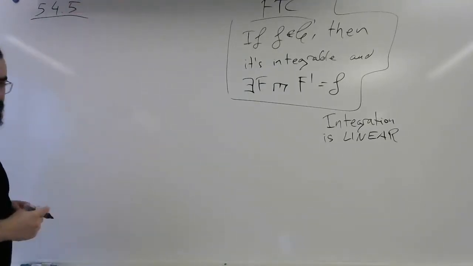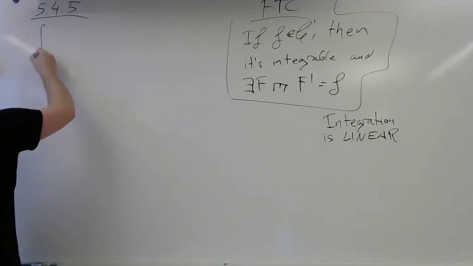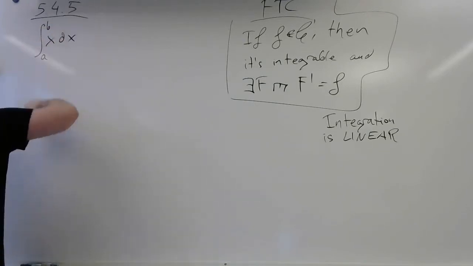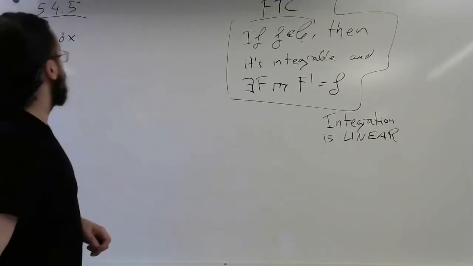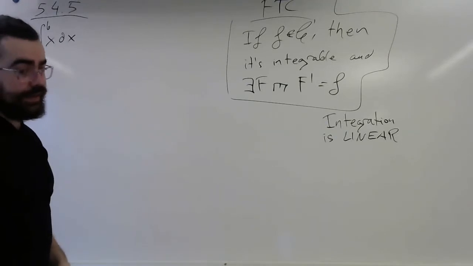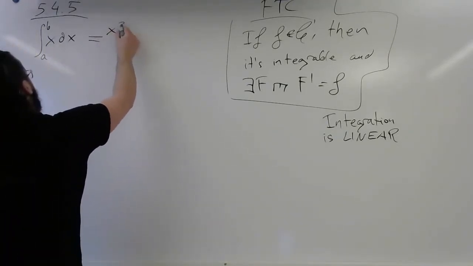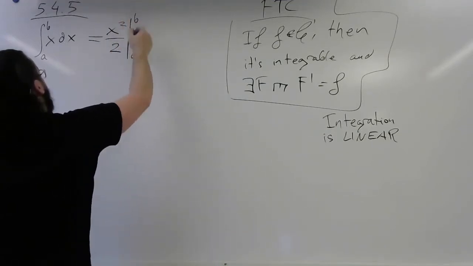we have number 5. We are required to use elementary properties of the integral to calculate this thing right here. So x is continuous, so it's integrable, and there exists a function whose derivative is x. Which function has derivative x? Well, no other than x squared over 2. And that we evaluate from a to b.